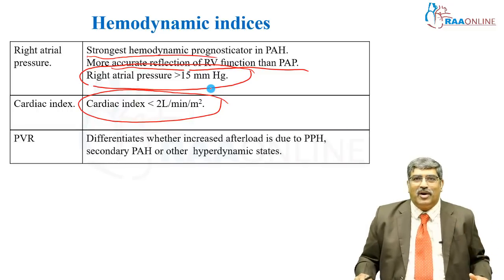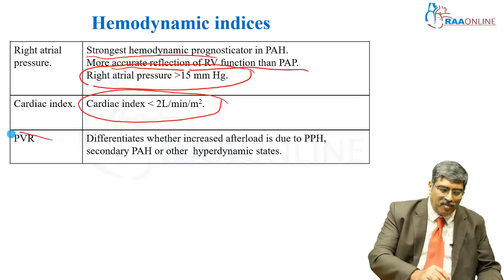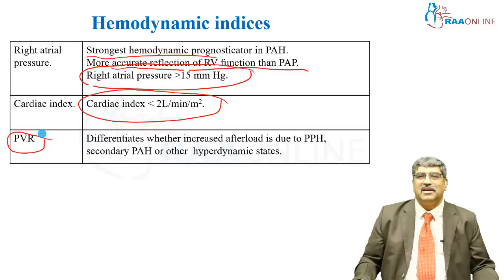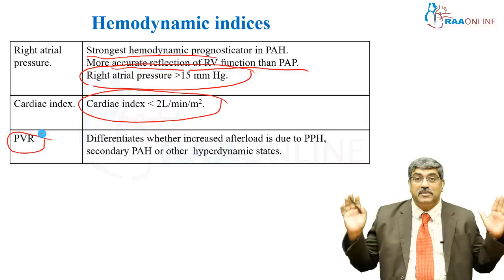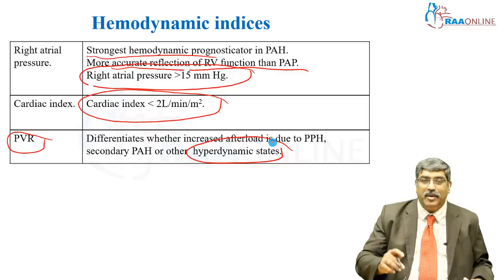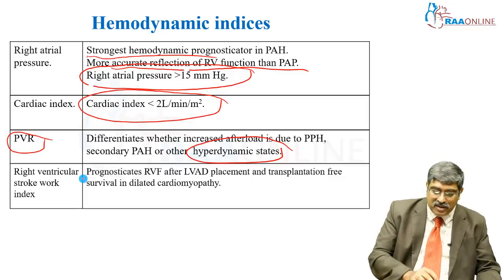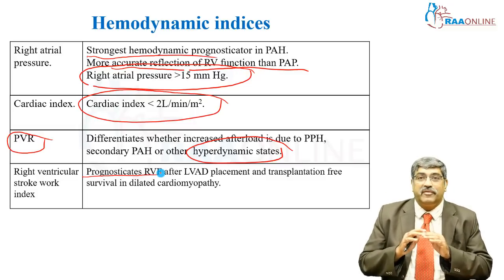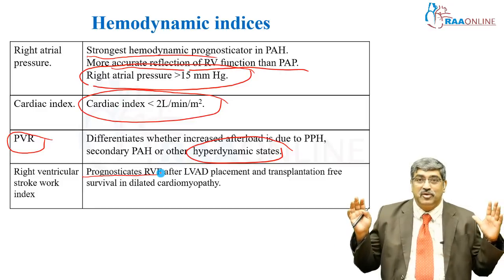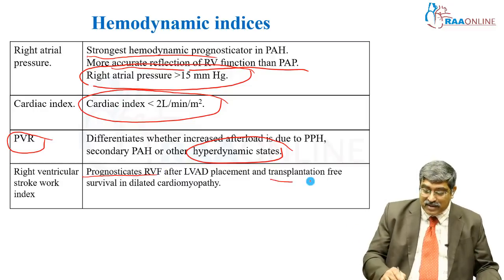And another important factor which plays a major role in severe PAH is your pulmonary vascular resistance. Here the afterload to the right ventricle increases and your PVR goes up. So it helps in the differentiation of primary PAH, secondary PAH or other hyperdynamic states. Coming to right ventricular stroke index, it helps in the prognosis of right ventricular failure and it helps in the differentiation of whether the right ventricular failure is due to LVAD or it can also predict the transplantation free survival in dilated cardiomyopathy.